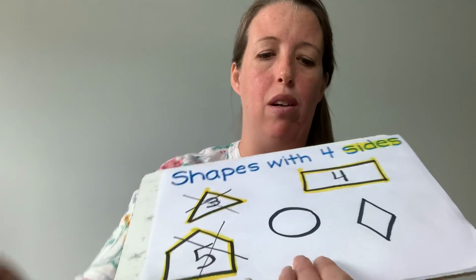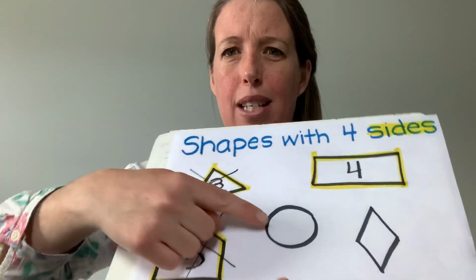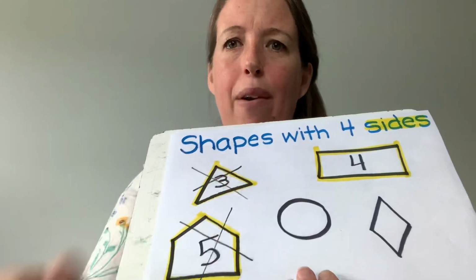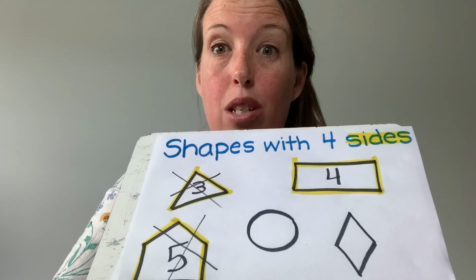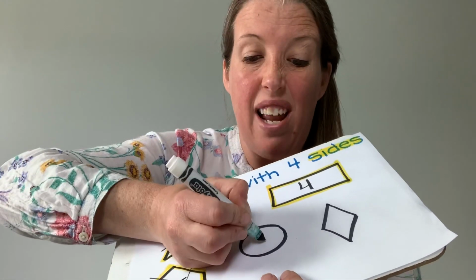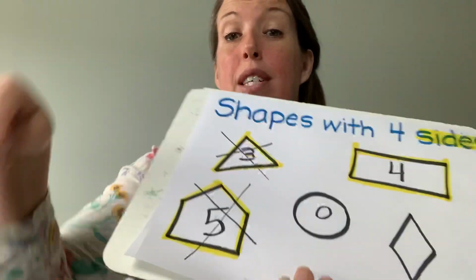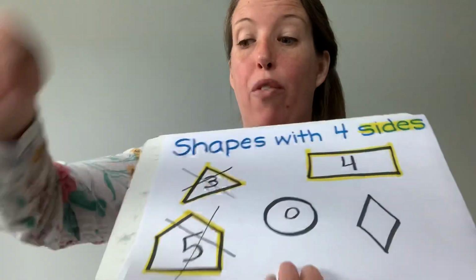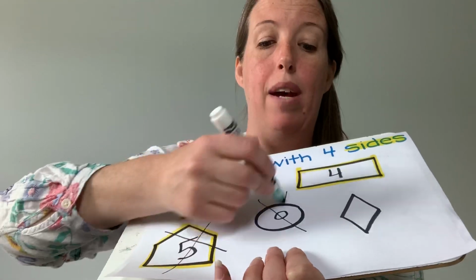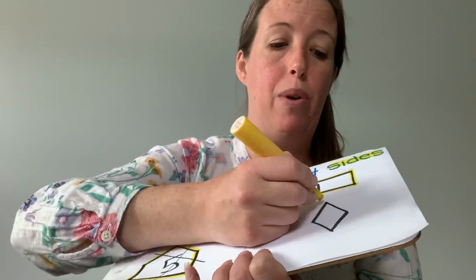Let's do this one. Hold on a second, this is a trick one. I don't have any straight lines. So guess what? This does not have any sides. It's a sneaky little circle that made its way in there. Is this circle a shape with 4 sides? No way. Okay, let me continue.